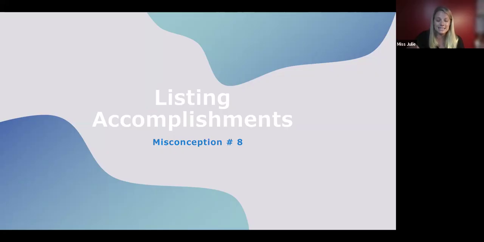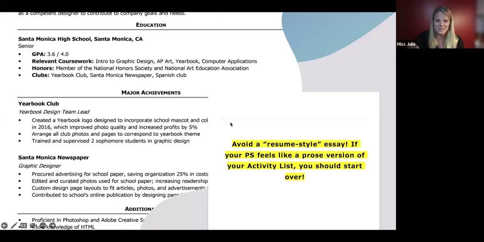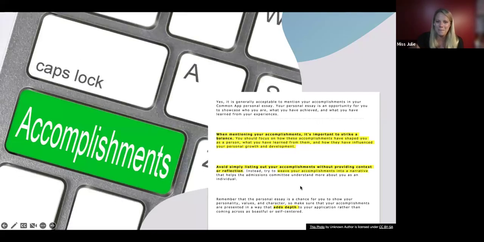Misconception number 8, listing accomplishments. Avoid a resume style essay. Too many times I read essays and I think to myself, this sounds like a list, or it looks like a list, right? They're listing, I am editor of a newspaper. You do not want to list in your essay, right? If your personal statement feels like a prose version of your activity list, you should start over, right? Your activity list is there for a reason. Do not write lists in your Common App essay as well.